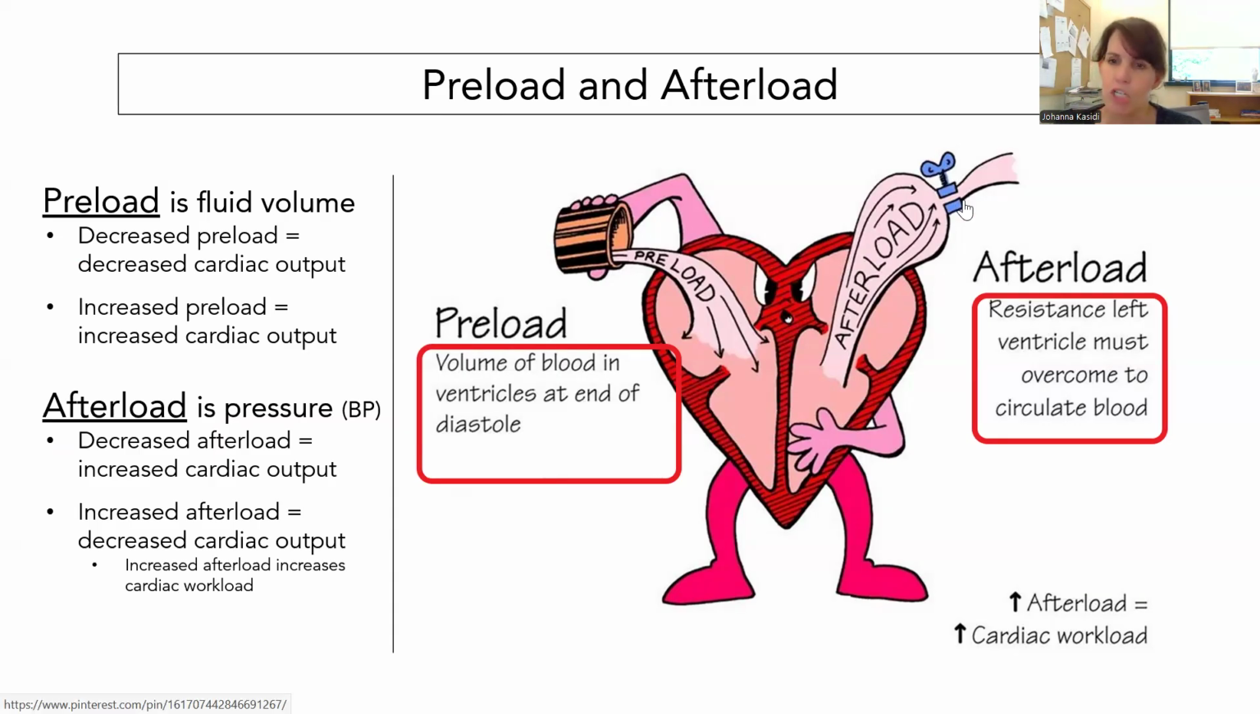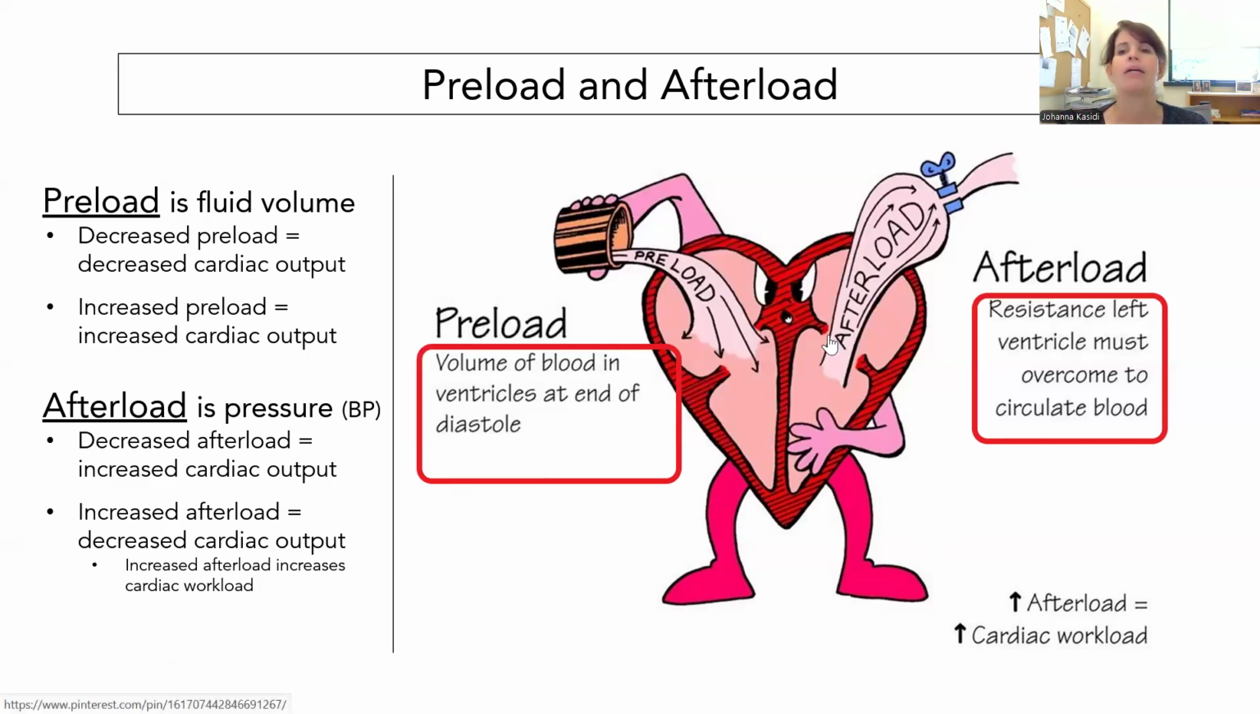So it's how much pressure your left ventricle has to contract against to get that blood out. You can think of this in terms of blood pressure. If we have increased pressure here, then we can have decreased cardiac output, because your left ventricle isn't going to be able to get enough blood out at some point, because it's getting blocked. So we want to lower the blood pressure to decrease the afterload.